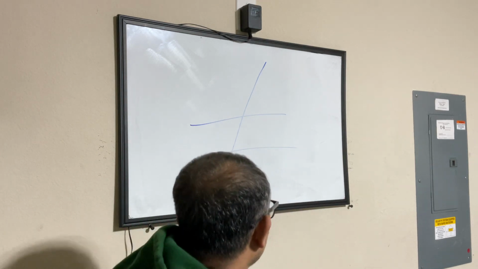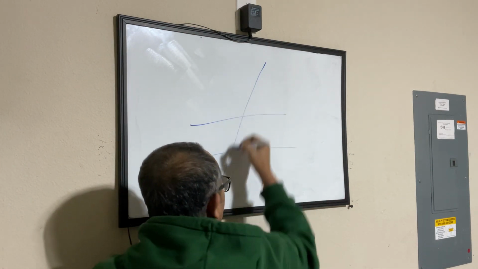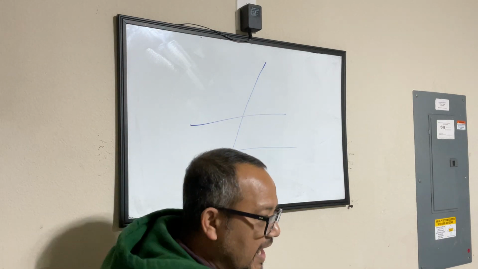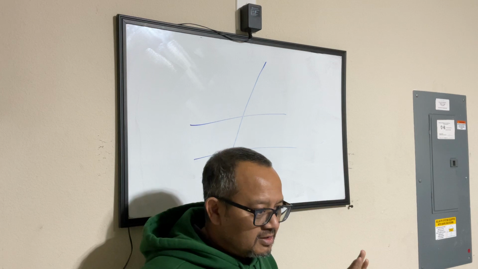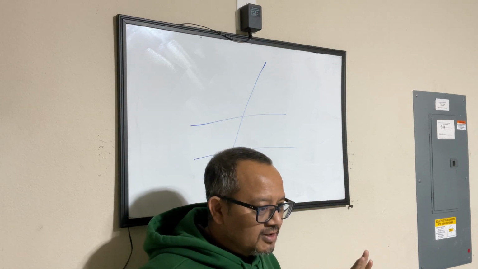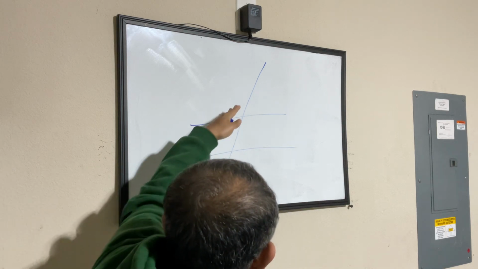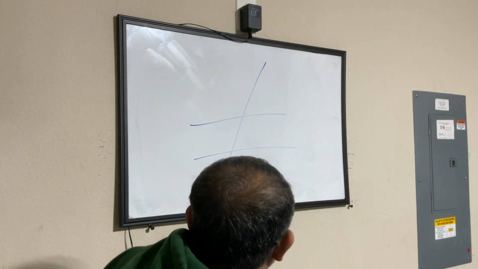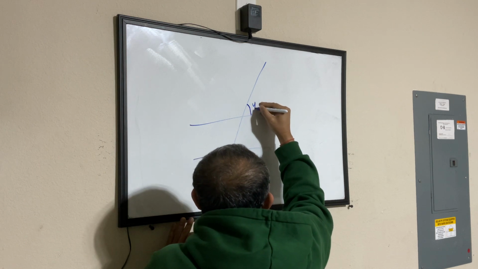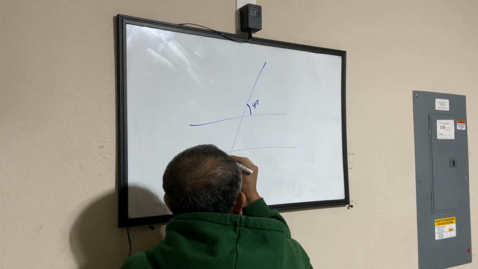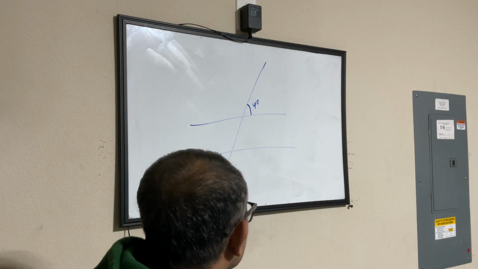Now, I'm saying these are two parallel lines, and this is the third line intersecting them. I hope everybody knows what a parallel line is, right? No doubts about it. Any doubt? No? Okay. Now, when we have two parallel lines and the third line is intersecting them, if I say this angle is 40 degrees, can you tell me how much this angle will be? 40 degrees.